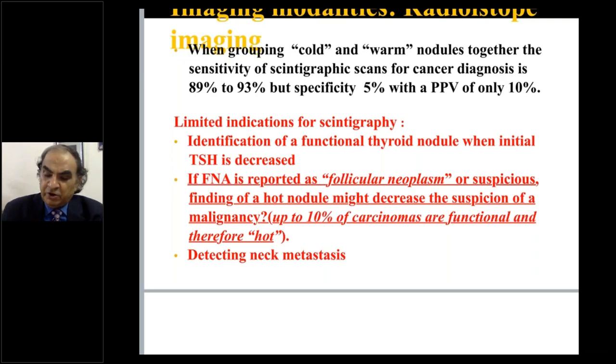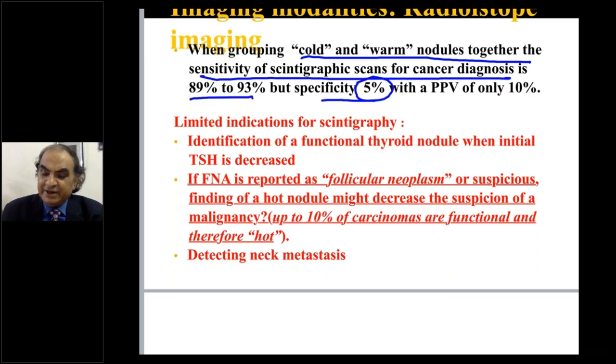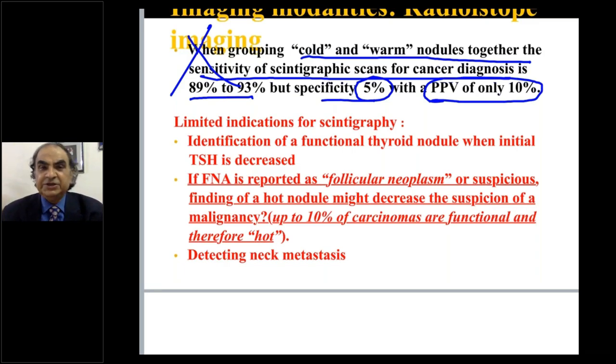When grouping cold and warm nodules together, the sensitivity of scintigraphic scans for cancer diagnosis is 89 to 90%, but specificity is 5%, and positive predictive value only 10%. Therefore, scans don't really help in making a diagnosis. They're useful in assessing the completeness of thyroidectomy and assessing for any distant metastasis. Otherwise, they don't have a great role in suspected malignancy. These are the limited indications of scintigraphy. Identification of a functional thyroid nodule when initial TSH is decreased, it has got a role.